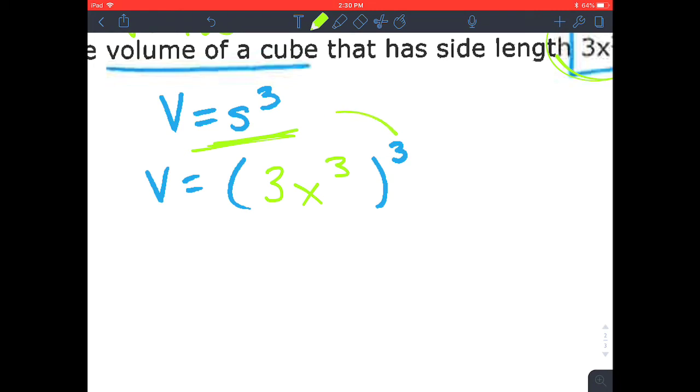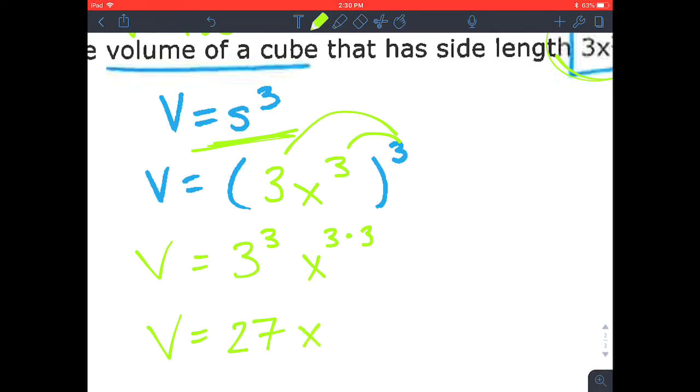So again, that little exponent's going to go to both of them. So I have 3 to the third power and x to the third power times 3, because that power of a power says that I got to multiply. Okay, so let's simplify that out. 3 to the third power would give me 27. X to 3 times 3 is going to give me 9, and then it's done. That's it.